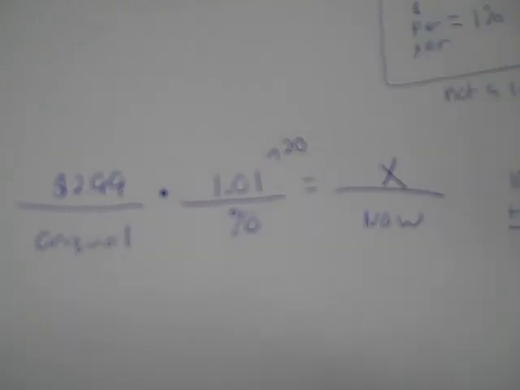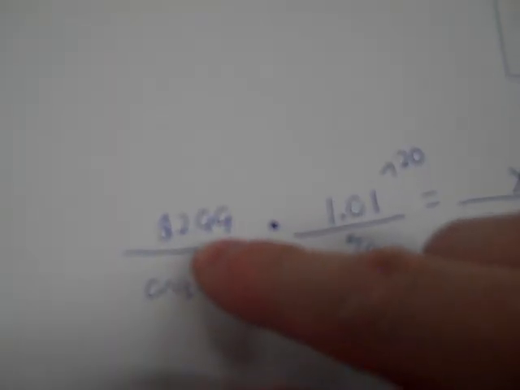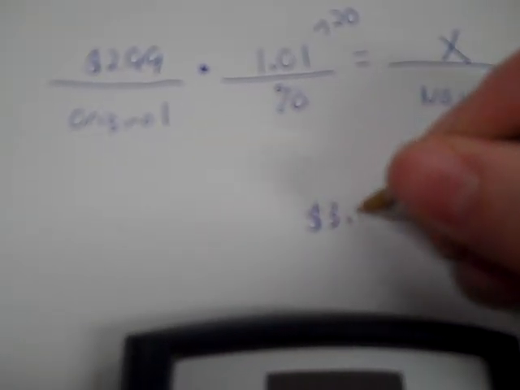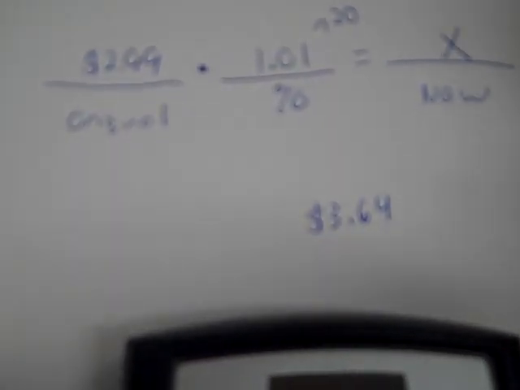Then X goes here. So I multiply 2.99 times 1.01, raise it to the power of 20. Okay, now you're talking money right here. 2.99 times 1.01 to the power of 20. This is a money amount, so we want two numbers after the decimal. So you can either put $3.64 or 65 cents, doesn't matter.